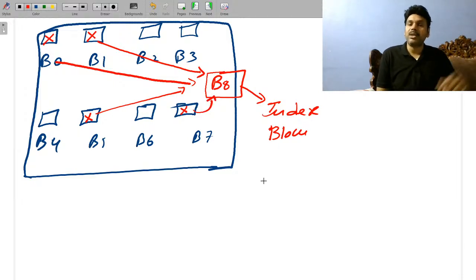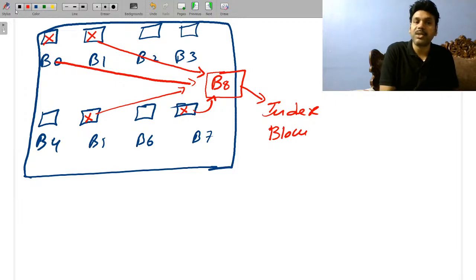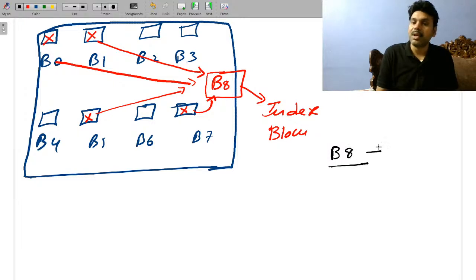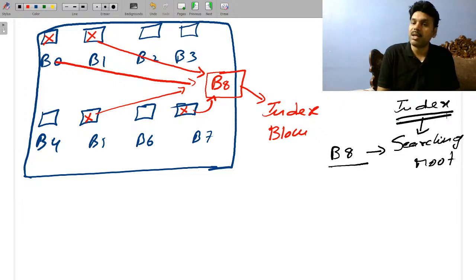Now I need not maintain uniform links from one particular block to another particular block, and the last block having a null pointer. I am not having that kind of information. So what am I having? All the pointers come to B8 only. Now B8 is a searching root for you. All the links are here only. Those links are called index links. Now B8 consists of index links in order.